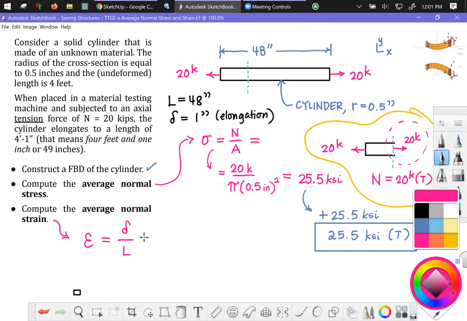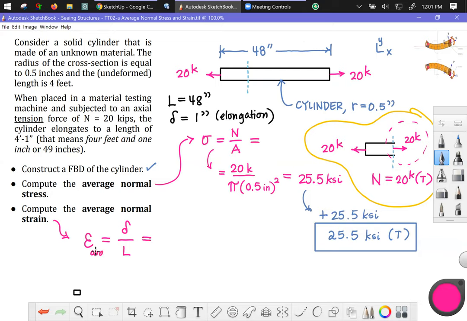All right, let's plug into this simple equation. Just the same way, you could write average there as a subscript. Many people do not, so I'm going to go ahead and delete it. If you want to write it there, that's fine. It absolutely is an average normal strain, but it is not customary to write that particular subscript. Okay, in the numerator, I've got my 1 inch. Denominator, I have my 48 inches.